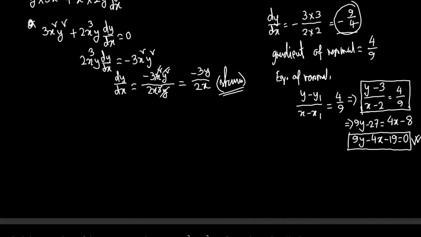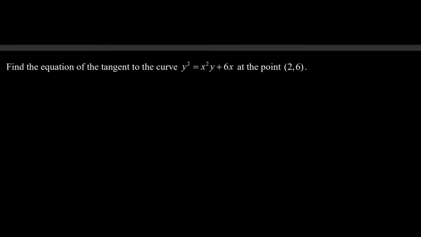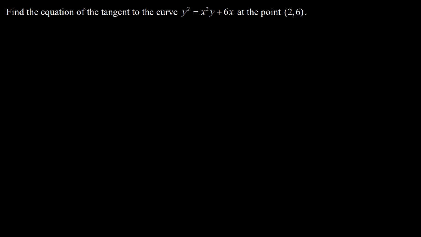So next, I prepared for you another question, which is about the equation of the tangent to the curve at the point 2 and 6. We already have the coordinates 2 and 6 given, both the x and y values. We just have to find dy by dx. Let me apply differentiation with respect to x on both sides.